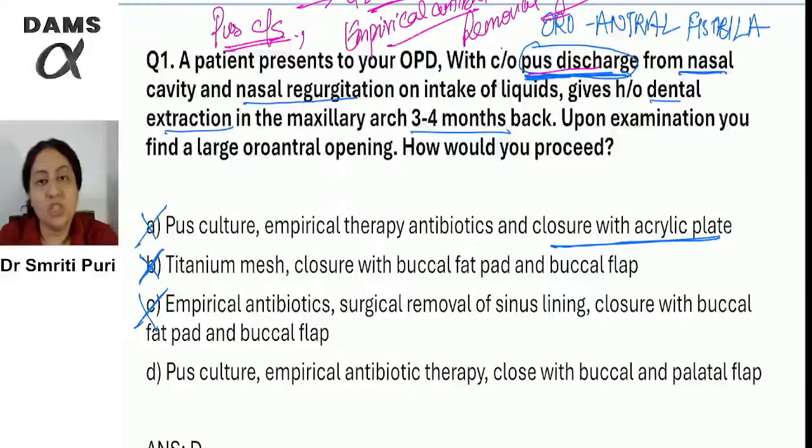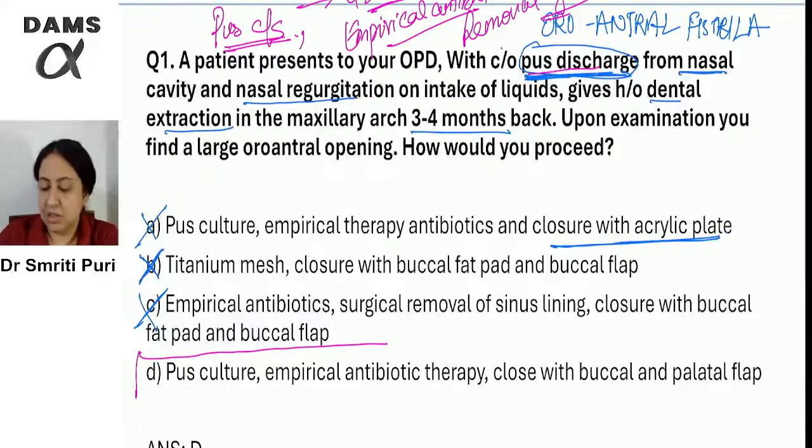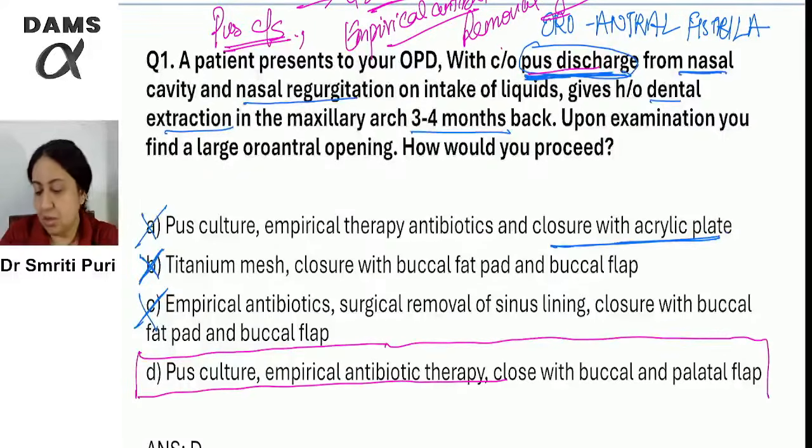Option D says pus culture, empirical antibiotic therapy, close with buccal and palatal flap. This seems to be the most appropriate answer in this given condition. However, this option lacks treatment of sinusitis, that is removal of sinus lining. But since this is the most appropriate amongst all four, this is going to be the answer.